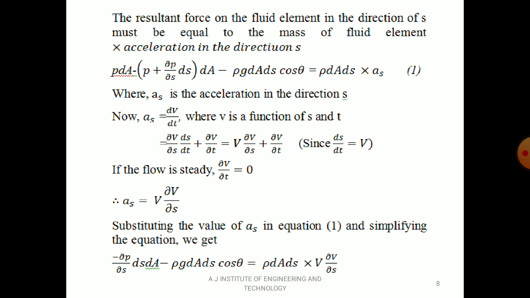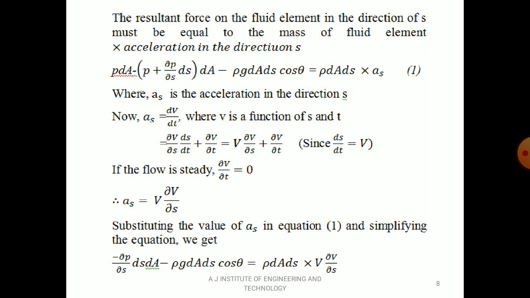Now as equals dv by dt. As we all know, acceleration is the rate of change of velocity, where v is a function of s and t. So velocity is a function of two coordinates, space and time: v equals f of s comma t. For that type of function, we can write the expression as equals dv by dt equals dou v by dou s ds into ds by dt plus dou v by dou t. So that is the expression for as.